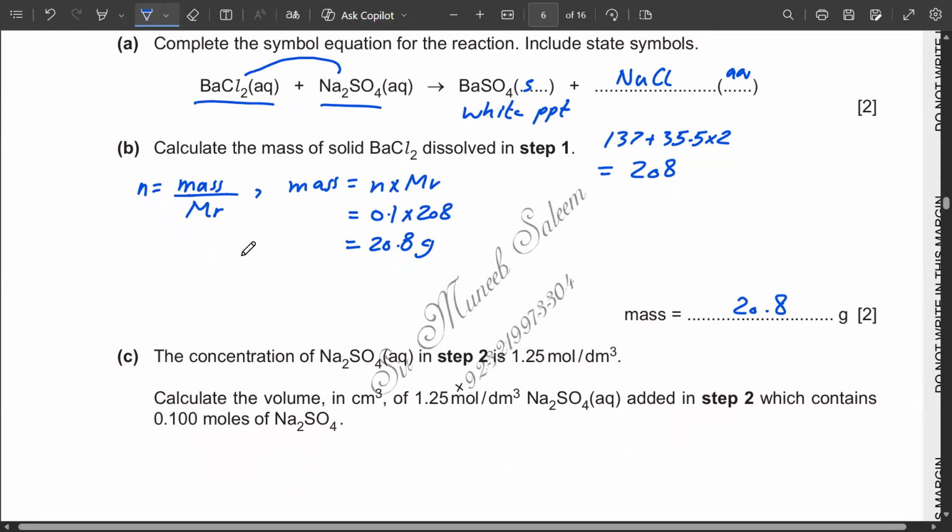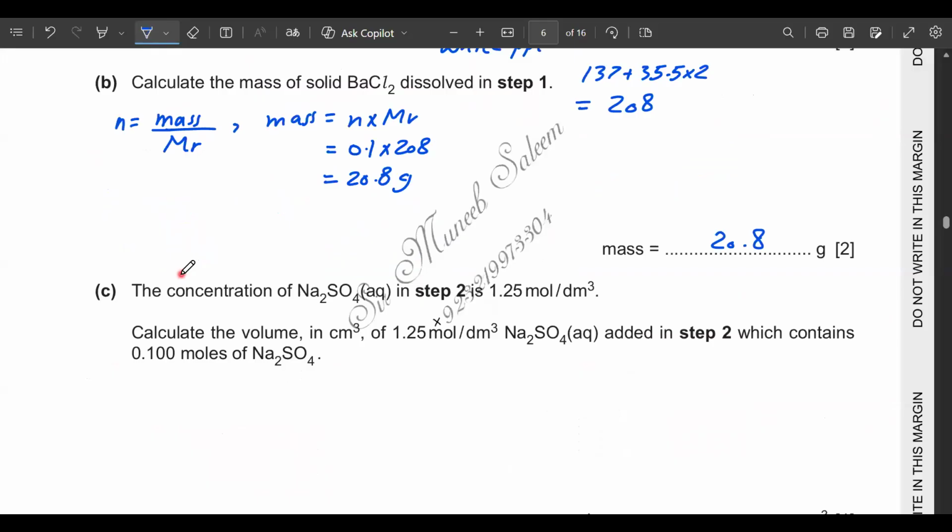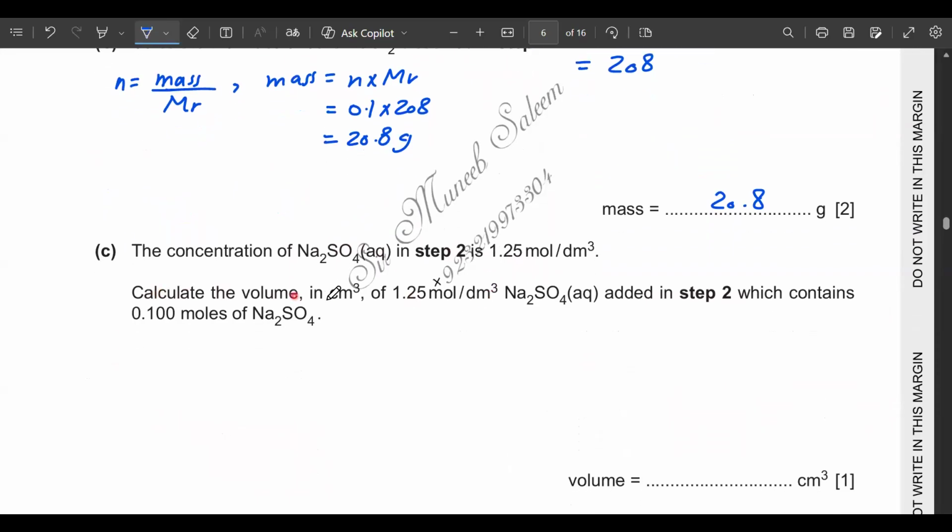And then C part, the concentration of sodium sulfate aqueous in step 2 is 1.25 moles per dm³. Calculate the volume in cm³ of 1.25 mol per dm³ sodium sulfate added in step 2, which contains 0.1 moles of sodium sulfate.